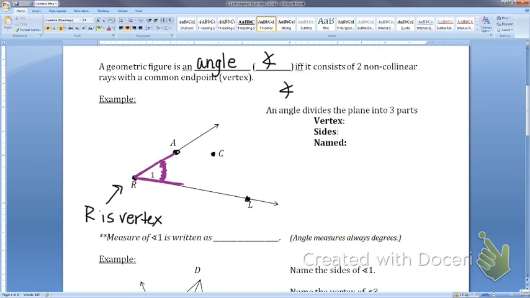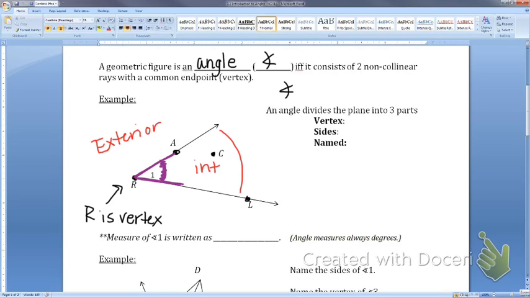Okay? Likewise, we could say that the interior of the angle is everything that's in here. So all this space in here is the interior of an angle. So if that's the interior, then that means that out here is the exterior. All right, so let's answer these questions over here on the right side.